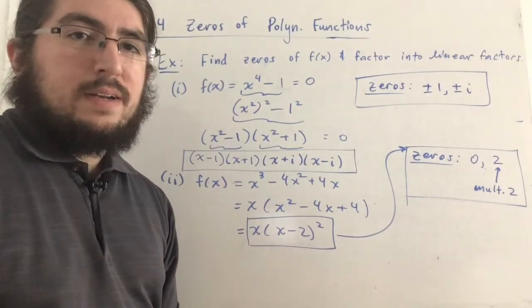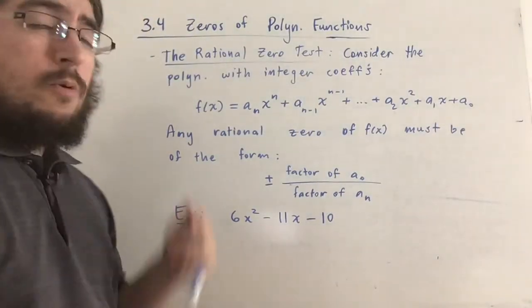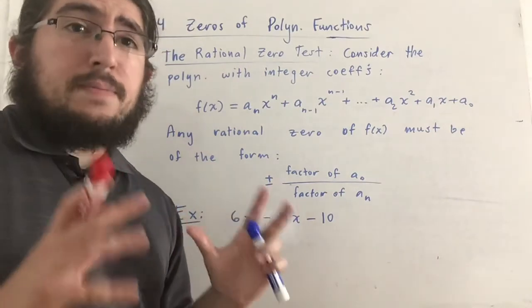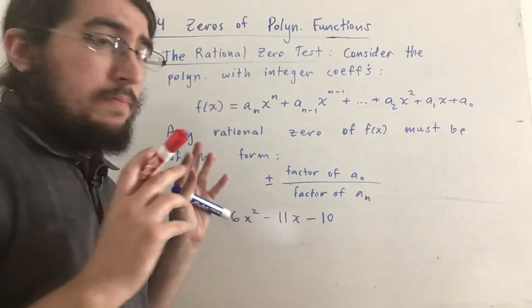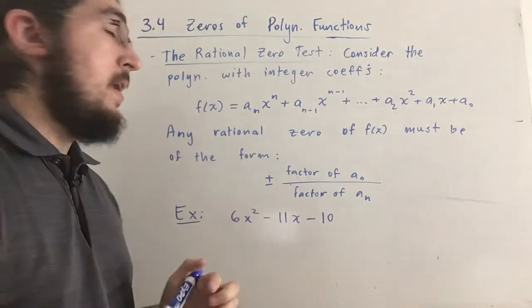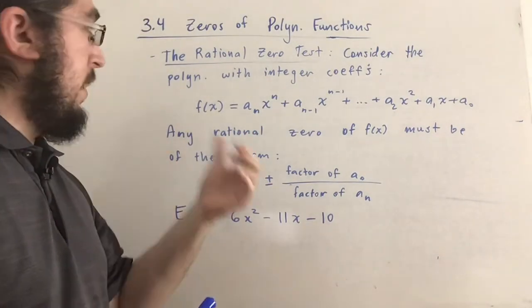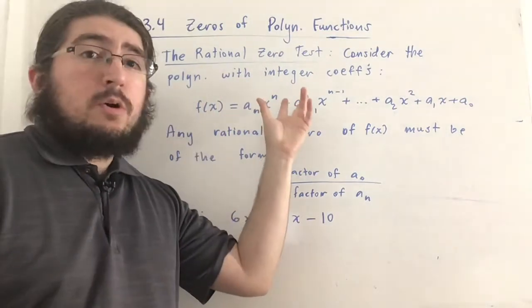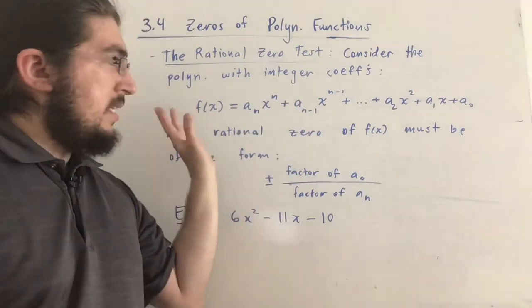Okay, moving on. Okay, so now this is the rational zeros test. This is like the meat and potatoes of this section. This is like the biggest thing we're going to learn in chapter 3. And what it says is the following. If you consider a polynomial with integer coefficients, it's pretty key, f of x equals this.